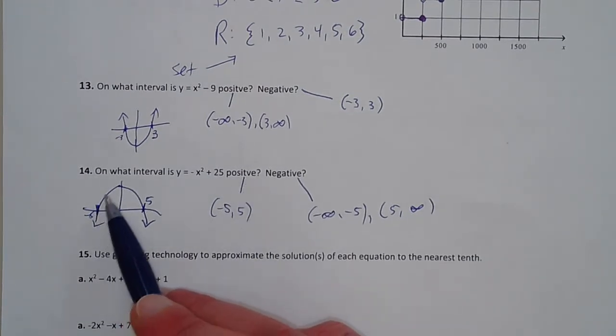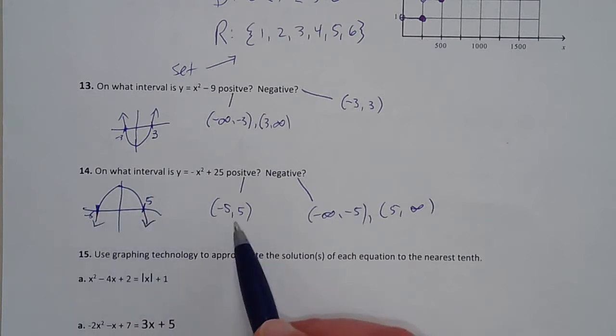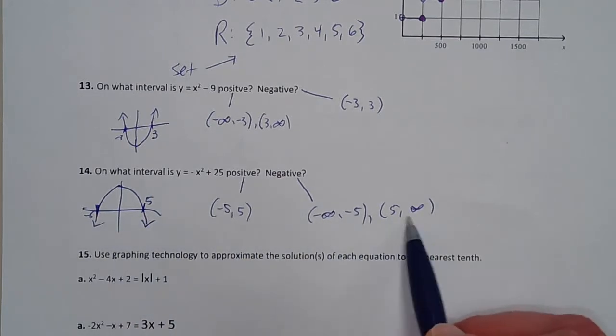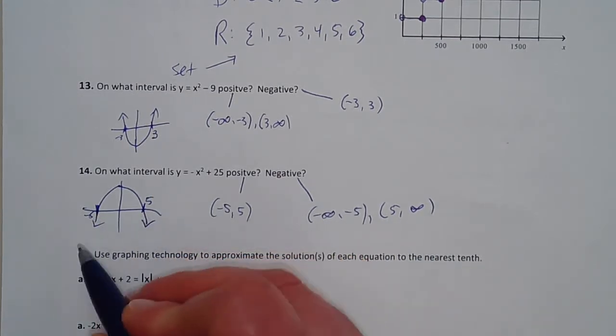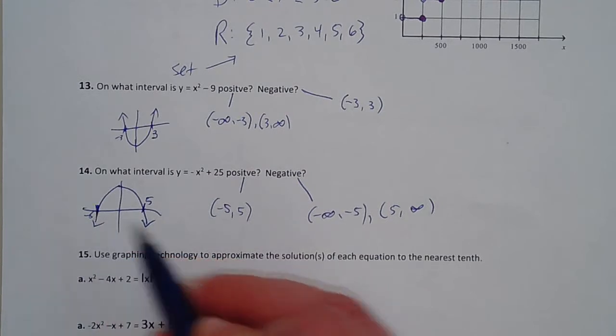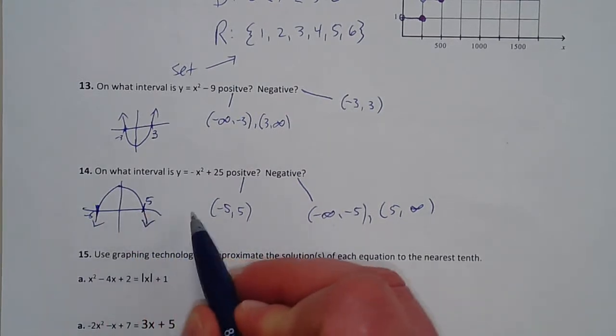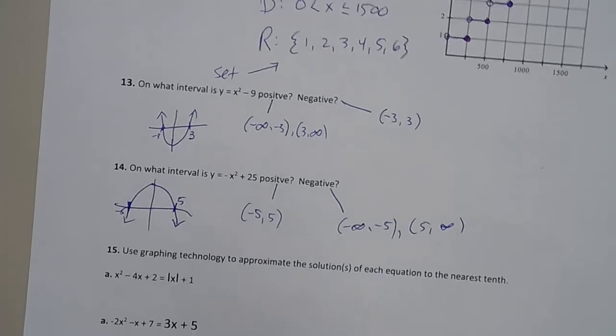So this graph is positive here, so from negative 5 to 5. And then this one has 2 negative intervals, because it's negative here and here. So negative infinity to negative 5 was the first one, and 5 on to infinity was the other one.